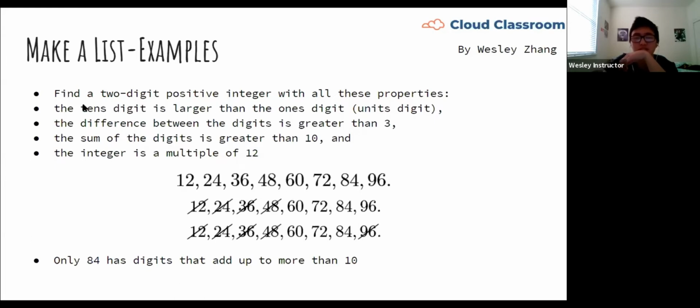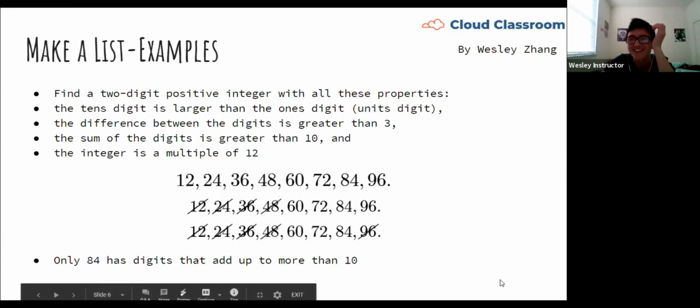All right, so the tens digit is larger than the ones digit. All right, you guys are talking too much. I'm shutting it down. All right, sorry guys.